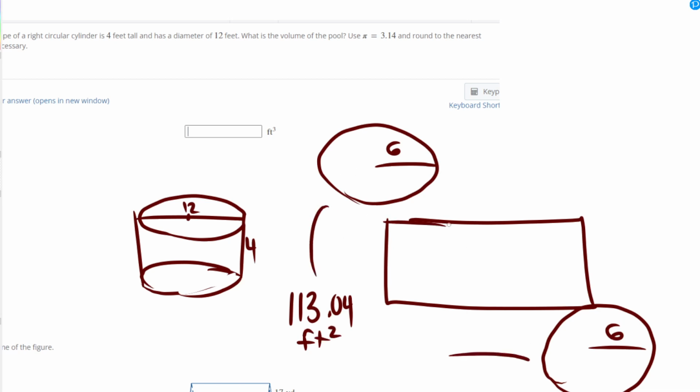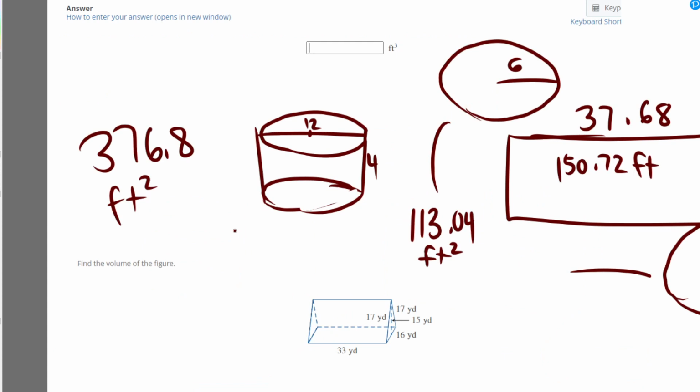And then for this, we know that the height is going to be 4 feet. We need to know what the circumference of the circle is going to be. To find the circumference, it's going to be 2 pi r. And that will give us 37.68 for our circumference, which will be the length. And then to find the area of this rectangle, it's going to be the length times the width, which is 150.72 feet squared. Then to find the surface area of the whole shape, we're going to add those together, which should give you 376.8 feet squared.